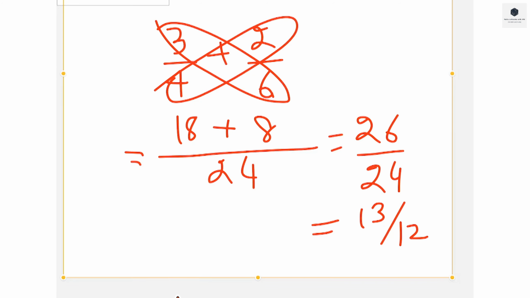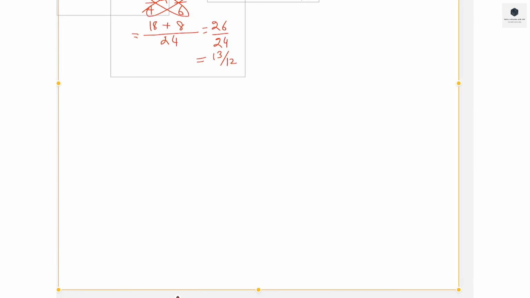Remember, the same rule is for minus also. If there is plus, you put plus. If there is minus, you put minus. We will do one minus question also. For example, I am given the same question, 3 over 4 minus 2 over 6. So both the methods will work the same way.